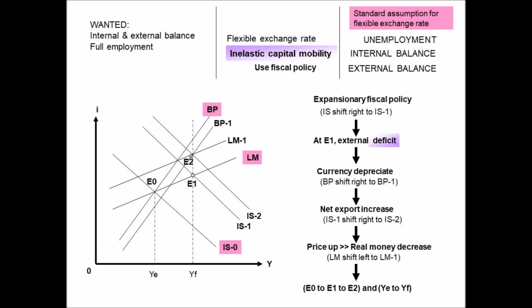When your price goes up, your nominal money divided by price decreases. So when your price goes up, real money decreases. When real money decreases, your LM shifts to the left. At the end, at E2, you notice IS, LM and BP cross together. So at E2, you achieve internal and external balance, and YF, full employment. So at E2, you achieve what you want.